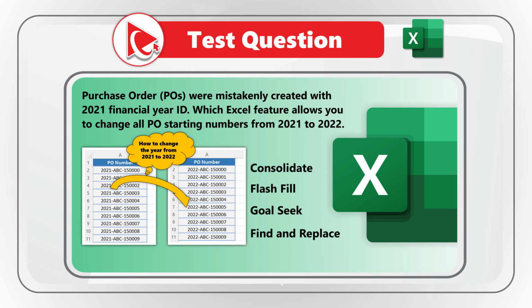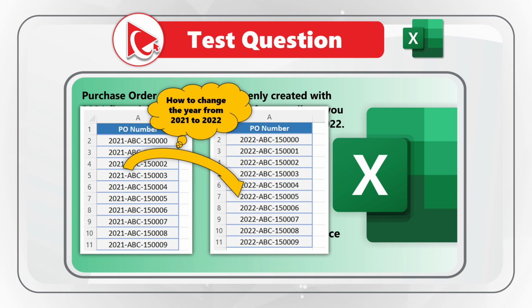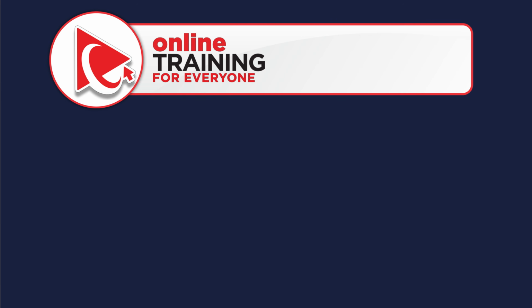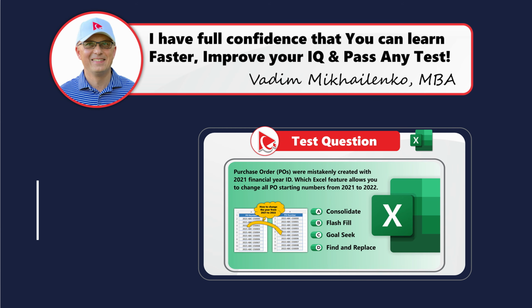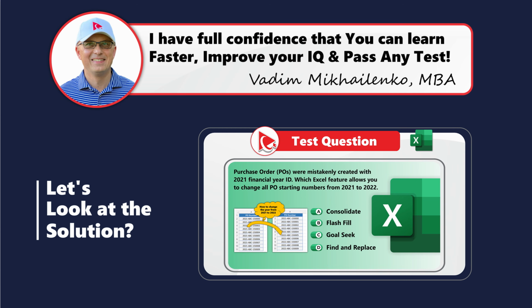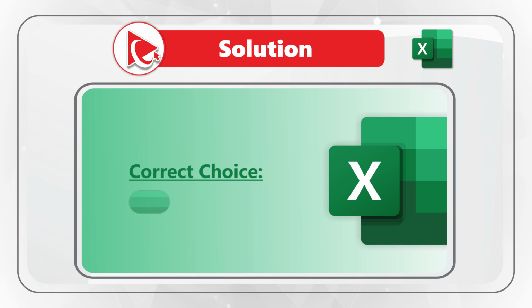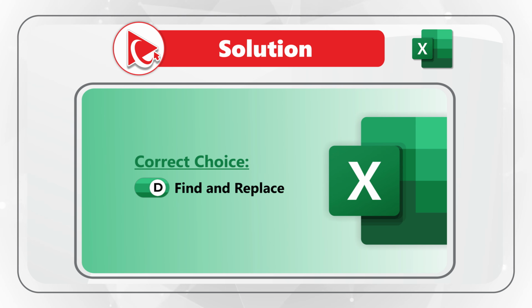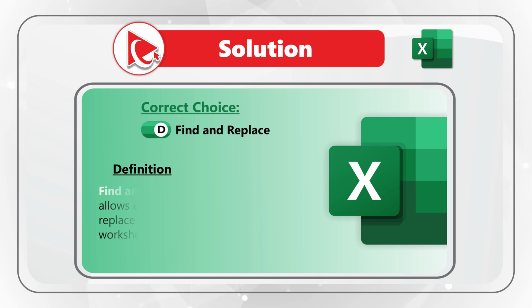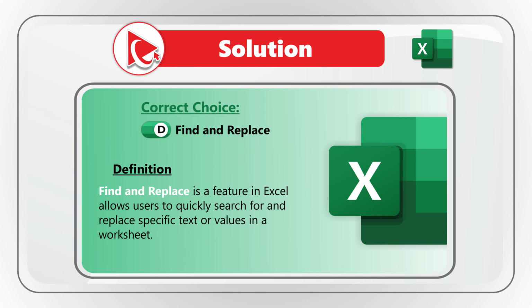Take a close look at the purchase order numbers in Microsoft Excel and see which feature you would choose to complete the action. Did you figure it out? I am moving forward to share with you my version of the solution. And obviously, if you have a better way to solve it, please make sure to post in comments. I believe the correct answer here is choice D, find and replace, because the find and replace feature in Microsoft Excel allows users to quickly search for and replace specific text or values in the worksheet.